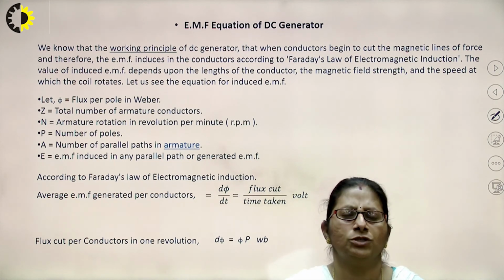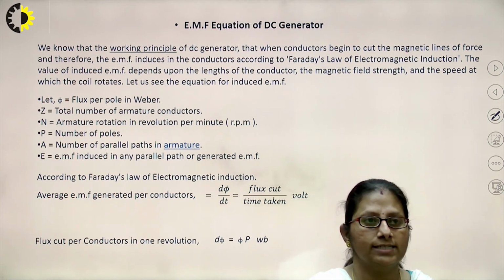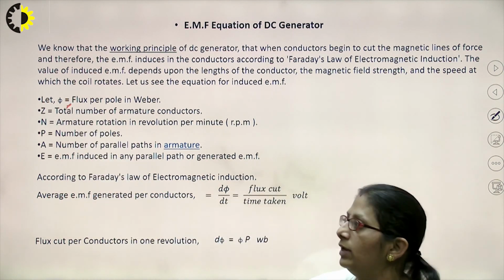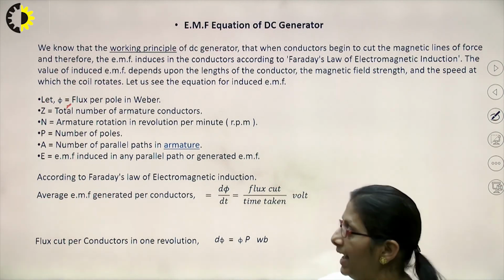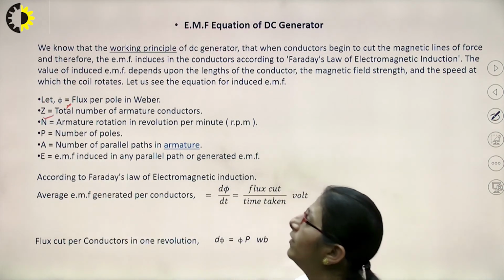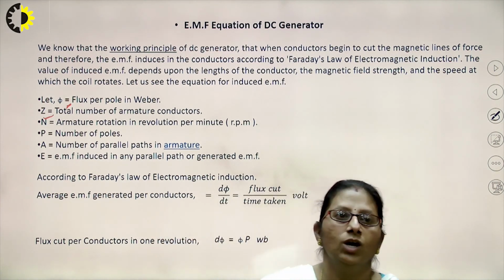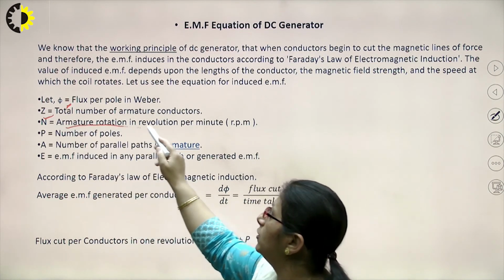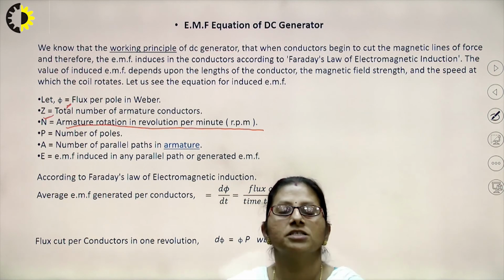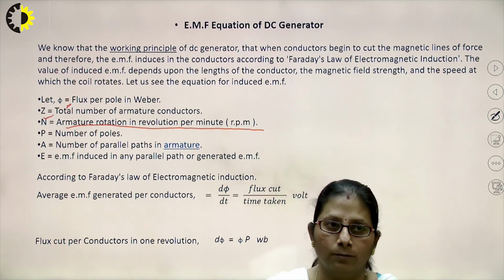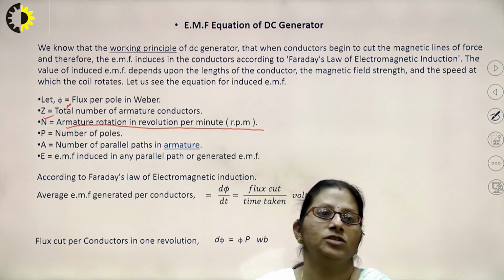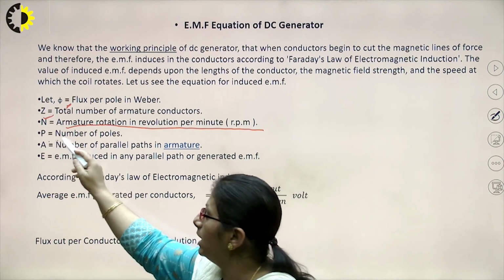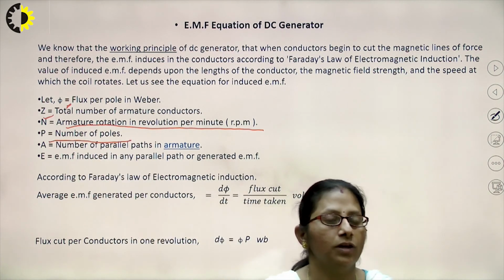Now, let us see the equation for the induced EMF. Let phi be the flux per pole in Weber. Z is the total number of armature conductors on the complete periphery of the armature. N is the armature rotation in revolutions per minute; the armature is rotated with the help of the prime mover. P is the number of poles of the DC machine or generator.